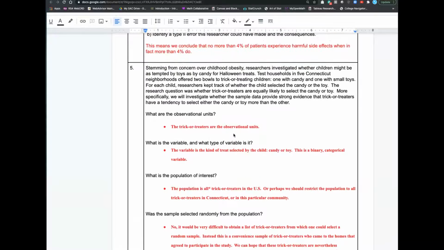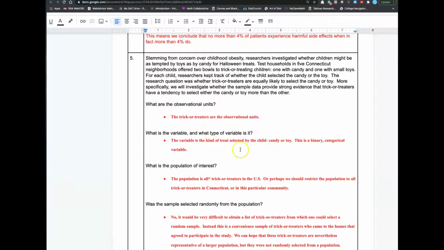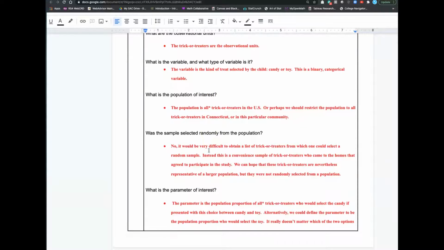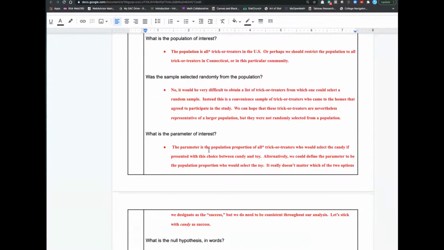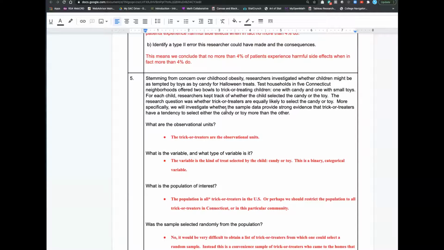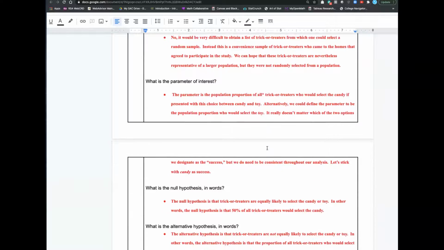And then number 5 was kind of walking through some key terms within the context of a study. Observational units. What is the variable? Thinking about what type of variable it is. So make sure you go through these here. Again, really remember in this situation, we're using sample data to try to make some conclusion about inference, inferential statistics about the population. And that's an important piece here.